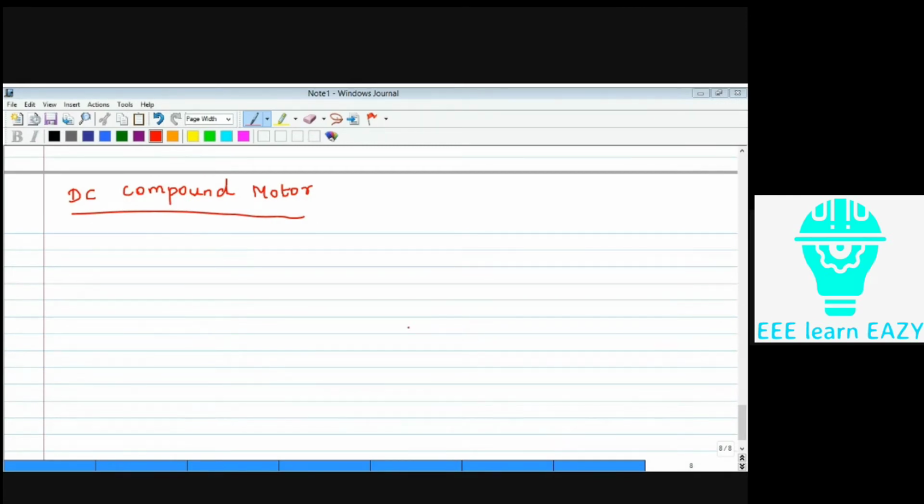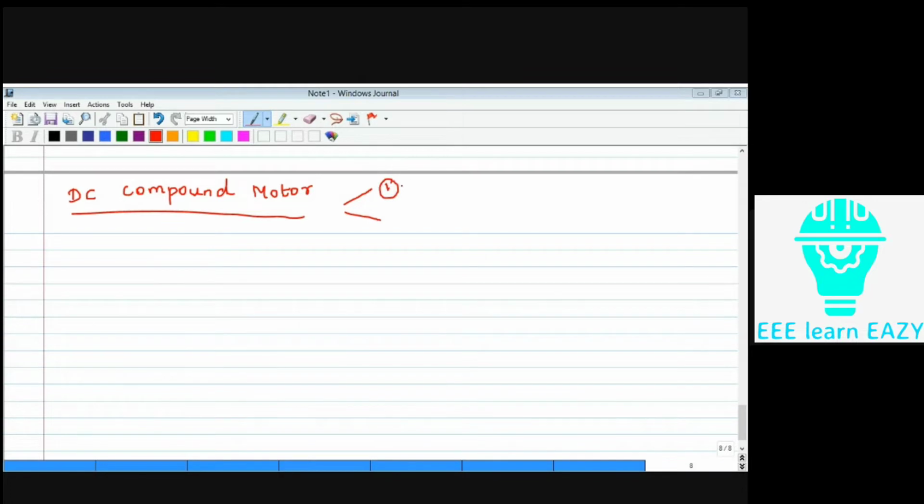So the next type of motor is the DC compound motor. From the name, we can say that a compound motor consists of part of the field winding connected in series and part of the field winding connected in parallel with the armature. So it is further classified into a long shunt compound and a short shunt compound. Right? So there are two types available here.